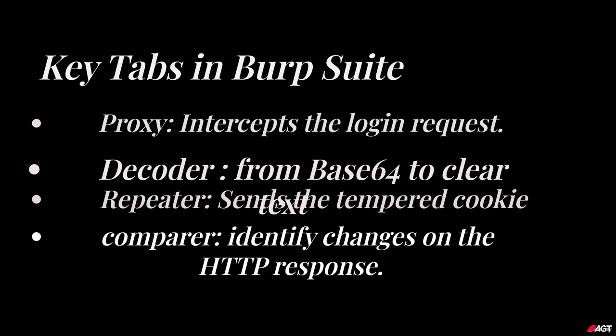And once we have decoded the cookie and understood its structure, it's time to tamper with it. So just modify the cookie value as desired. For example, changing ID=10 to ID=11. After modifying the cookie, send the entire request to the repeater tab. In the repeater tab, you can resend the tampered request to the server and observe the response.